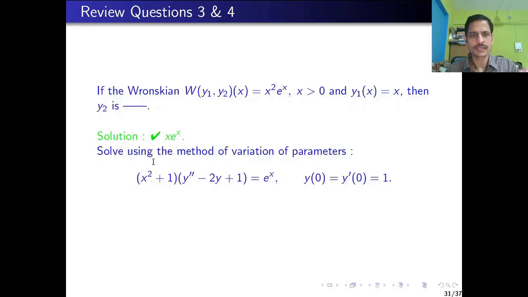Next is solve using the method of variation of parameters. The question is (x square plus 1) y double prime minus 2(y plus 1) is equal to e raised to x. The initial condition is y at 0 is equal to y prime at 0 is equal to 1. You can solve this problem yourself. It's very standard.